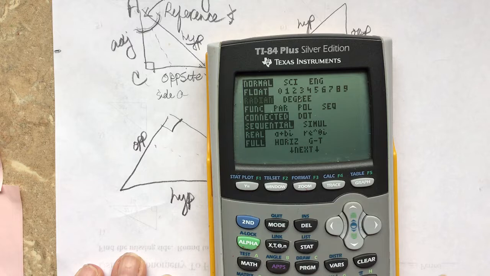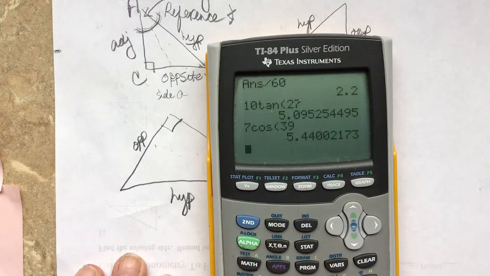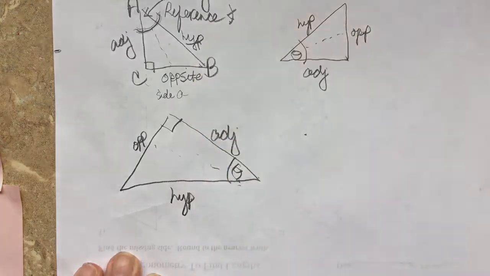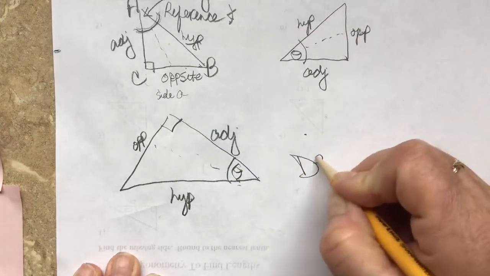All right, you probably come up like this. Go over to degree and hit enter. Now you are in degree mode. All right, then you're going to quit out of there. So second, quit. Good? Okay, so now we're ready to do the worksheets. All right, make a big note to yourself, degree mode.